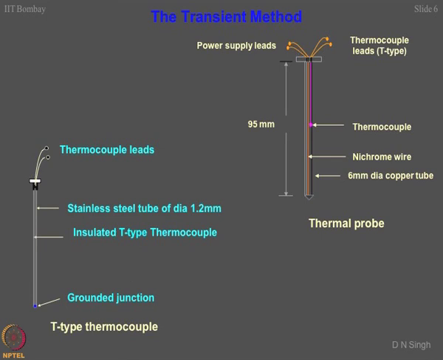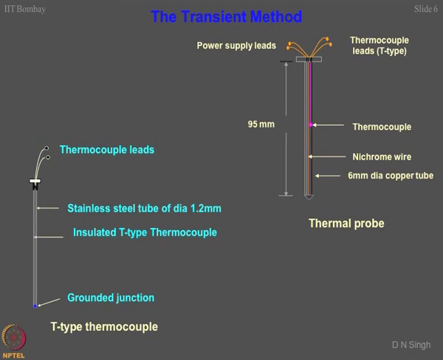So, it's a simple copper tube of 95 mm length and diameter about 6 mm. And in this tube, we have installed one nichrome wire. And the tube at the end has a conical shape so that it can be inserted into the soil mass very easily. And ultimately, what you do is you put a thermocouple inside the probe, it's a T-type thermocouple, and then connect it to some readout unit so that you can measure the temperature at the surface of the probe when it is inserted in some geomaterial.